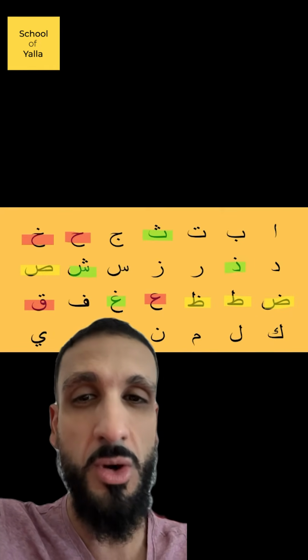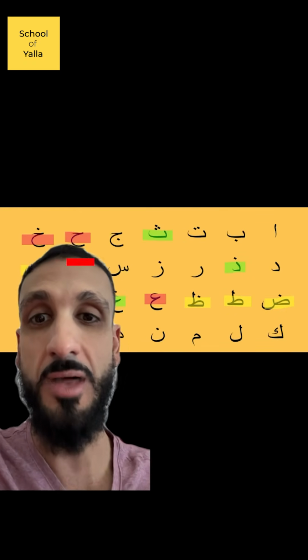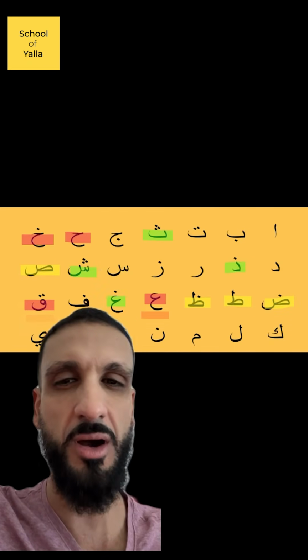Now, the more difficult ones though are the ones highlighted in red. These are arguably one of the most difficult letters to pronounce in Arabic. The ha, the kha, the ayn, the qaf.